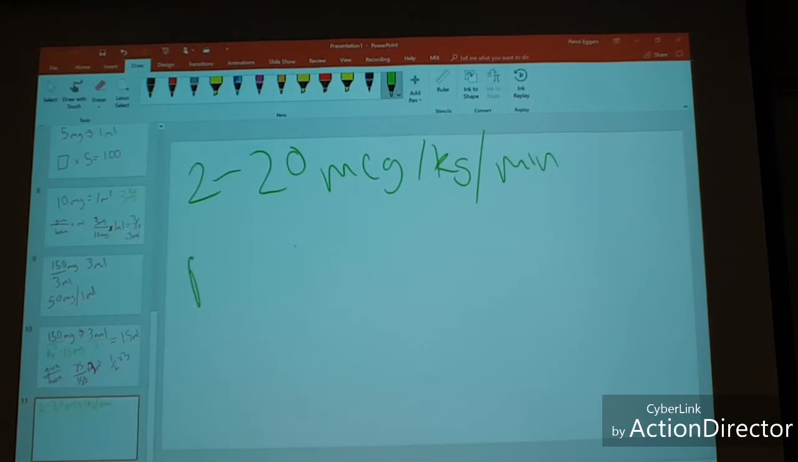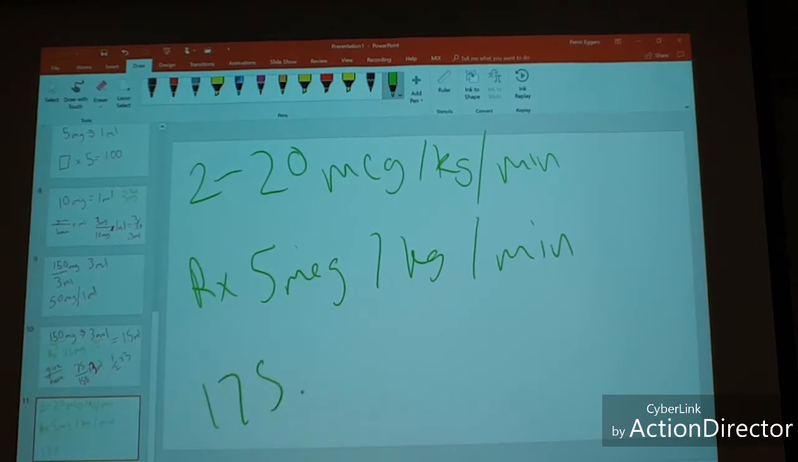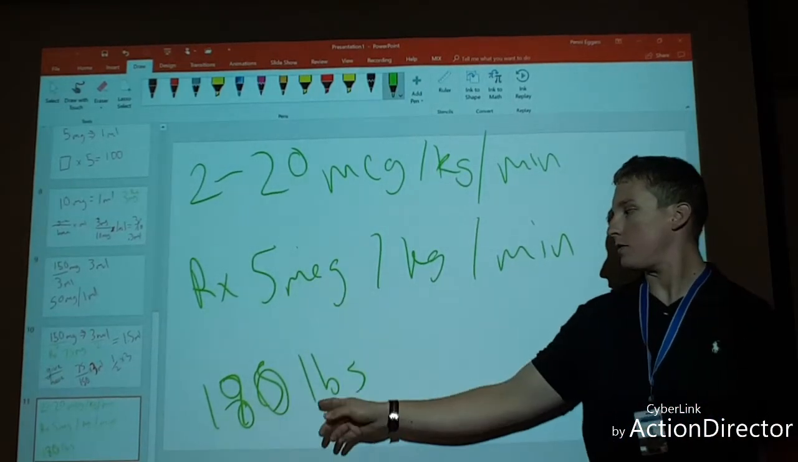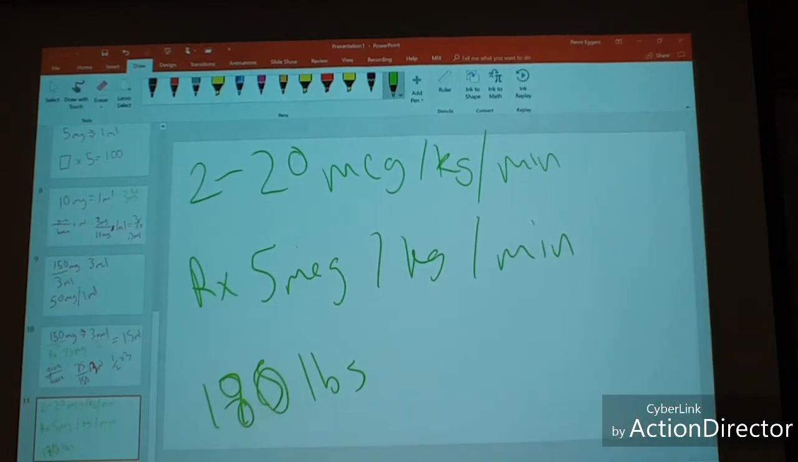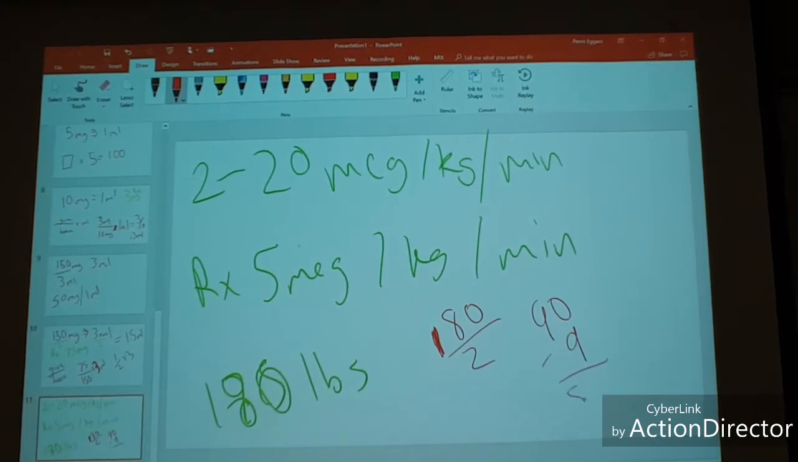So the prescription for you was 5 mics per kilo per minute, and I have that 175-pound patient. I'm going to make it 180 because I like round numbers. So now I got to turn this to kilos, and then multiply this times the kilos, and that gives me my dose. 180 divided by 2 is what? 90. 90 take away 10%, which is 9, is 81.